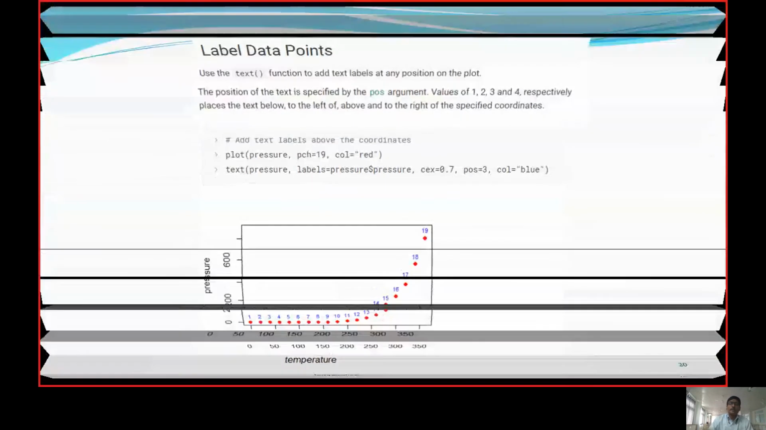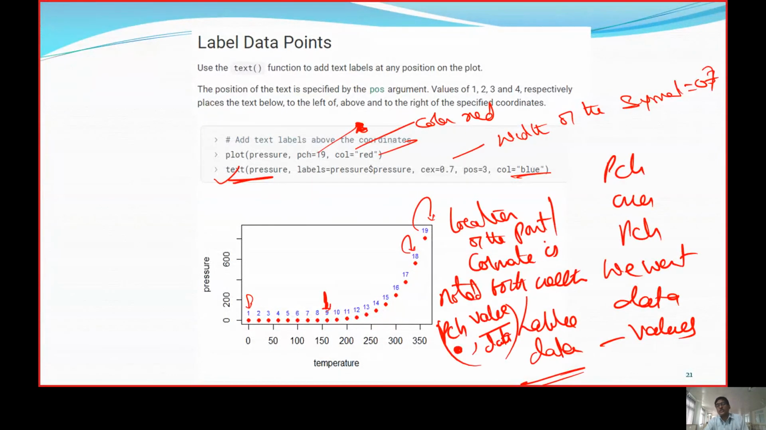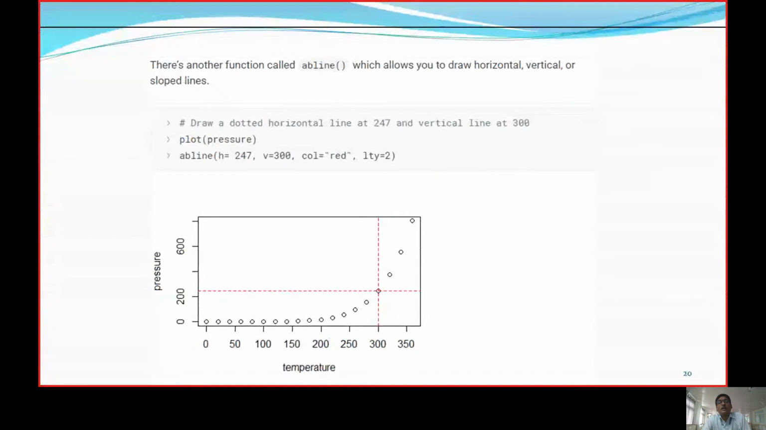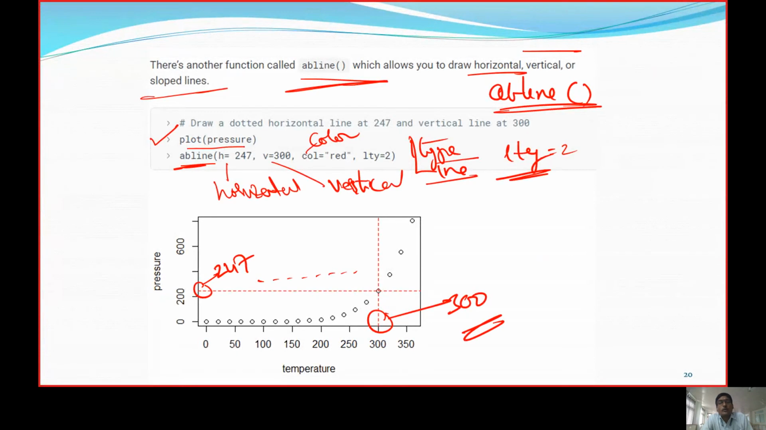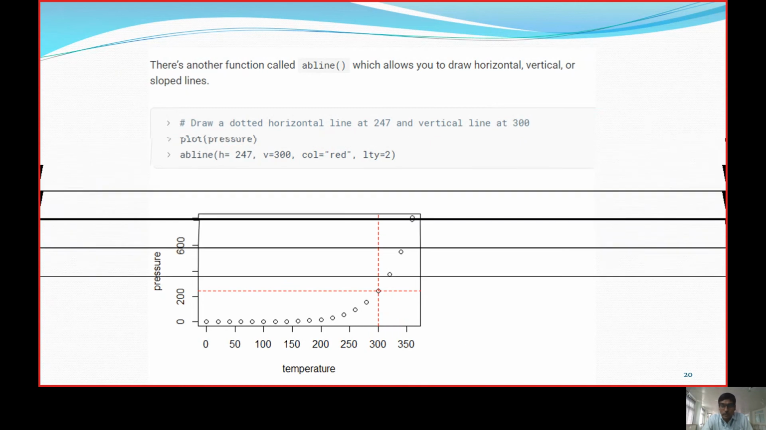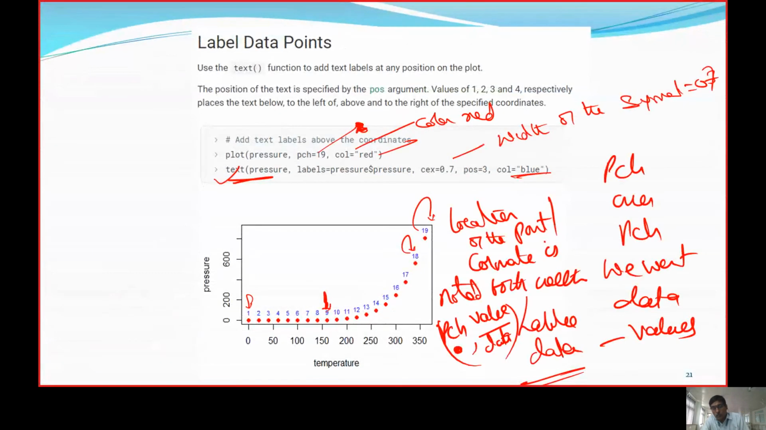A foremost important thing to do in an analysis was to draw a line in between the data label points. For that, we are going to use a line called abline. So abline gives the exact position where a horizontal line should go, a vertical line should go, what color it is, and the line type, whether it is a dotted line or not a dotted line. In this way, we need to give the parameters, and at that position, the line is going to be drawn.